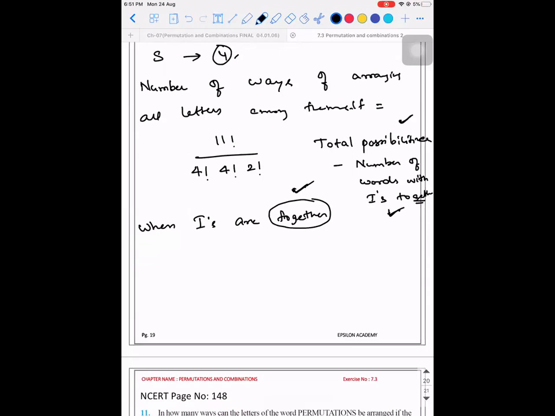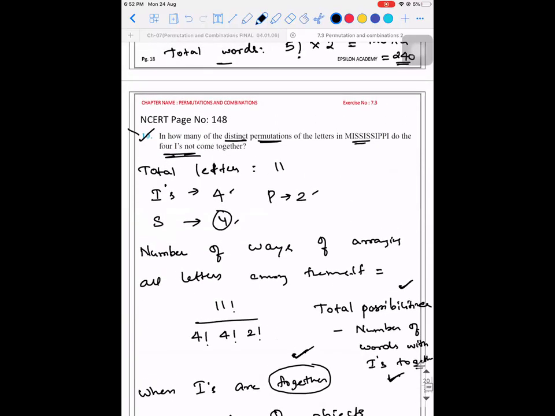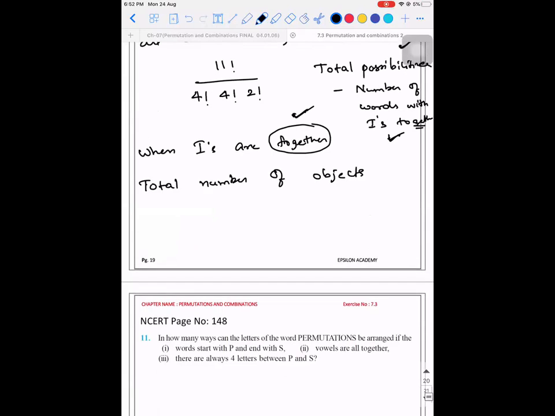So how many total letters are there? 11. Out of 11, if I remove 4 I's, how many are left? 7 letters. Then I add all the I's together as one object, so 8 objects in total. Mark it as an important question. Practice it again. In those 8 objects, which letters are getting repeated? E and S, sir. Yes.